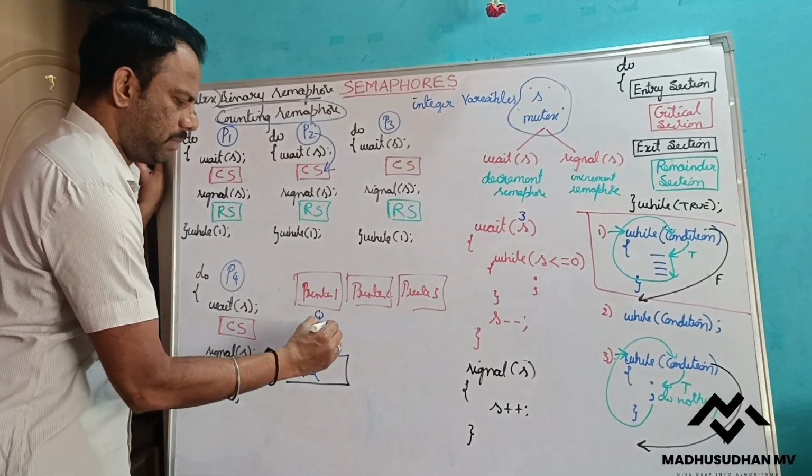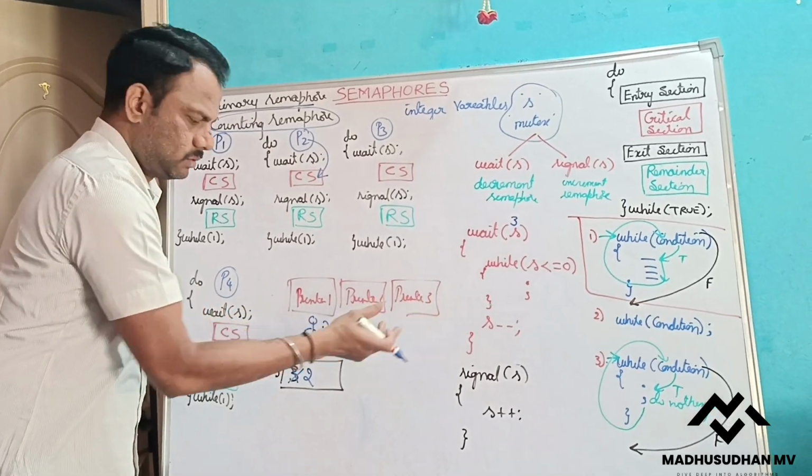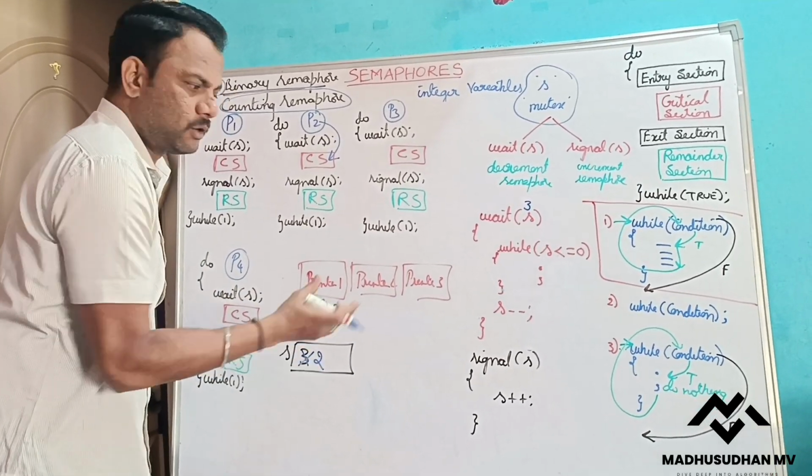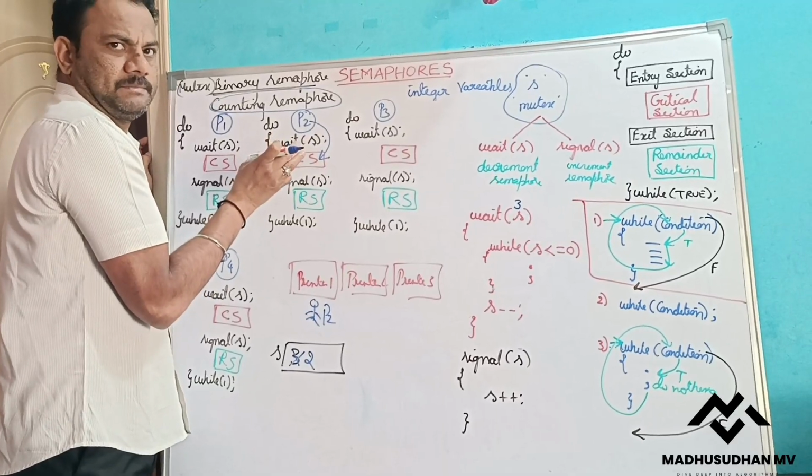Printer 1. That is what? P2. That means P2 is using one printer. Still, how many are free? 2. So that's all the semaphore value indicates. 2 are free. Now assume P2 is using the critical section.